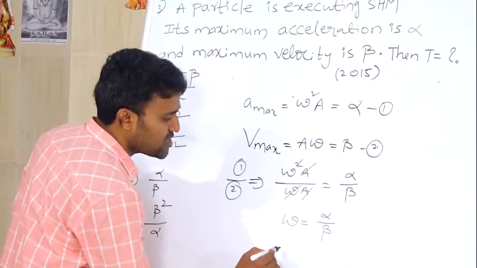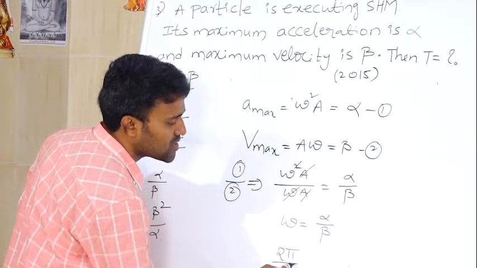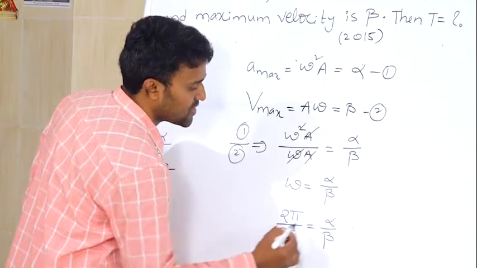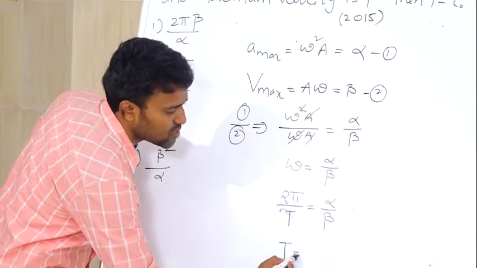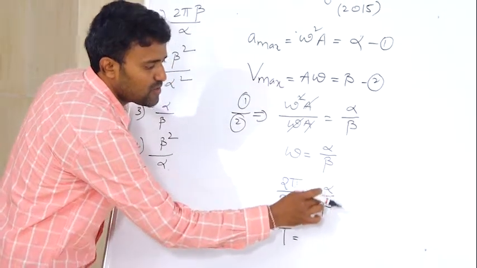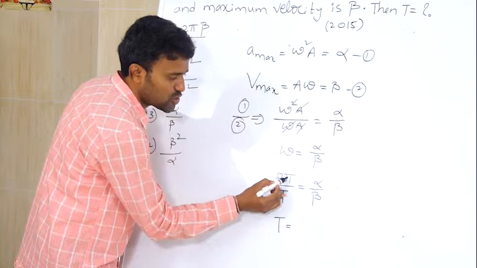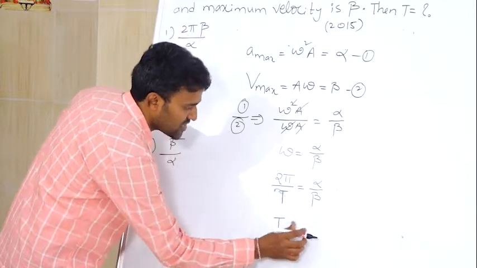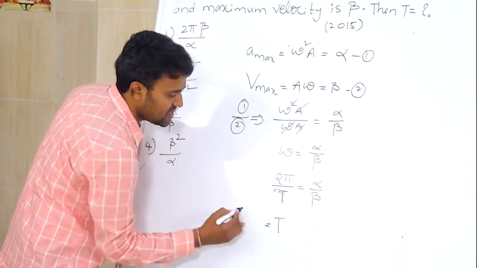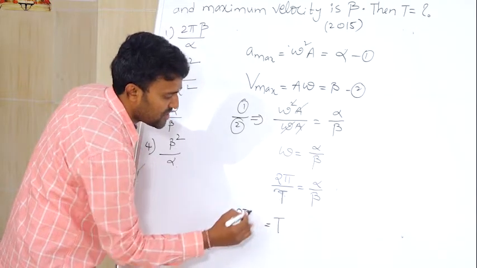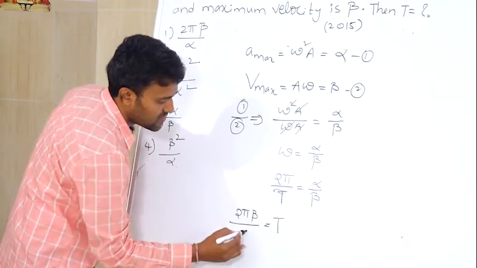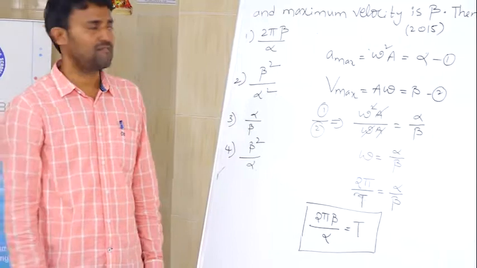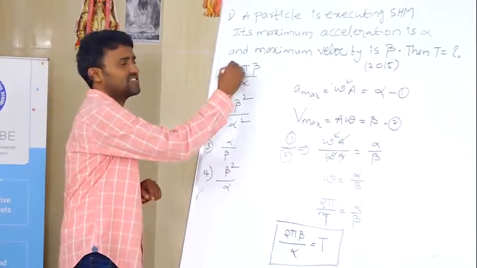Then, what is the time period equation? Omega is equal to 2 pi by T, that is equal to alpha by beta. Then the time period we need. So T is equal to, taking this T to this side and alpha by beta to that side, beta comes to the numerator and alpha comes to the denominator. So the time period is equal to 2 pi beta divided by alpha. See here, option 1 it is.